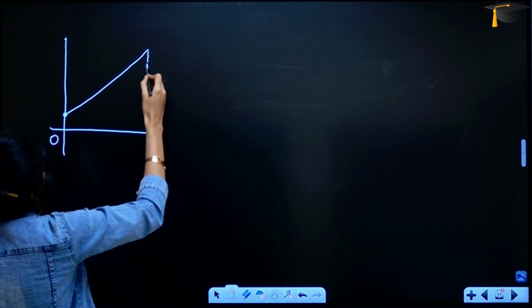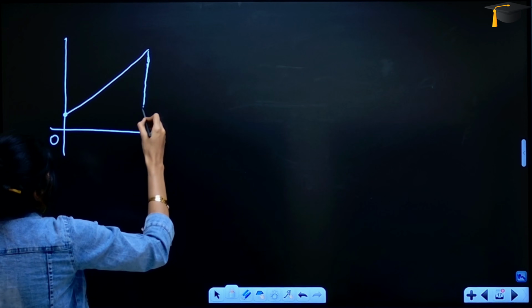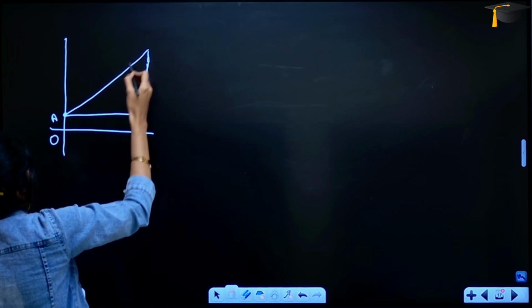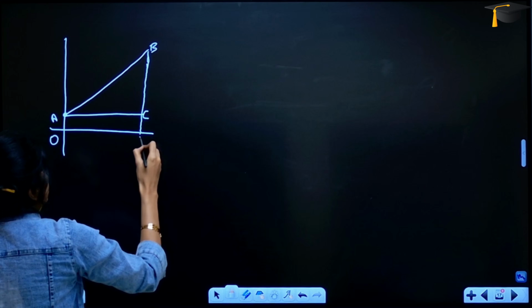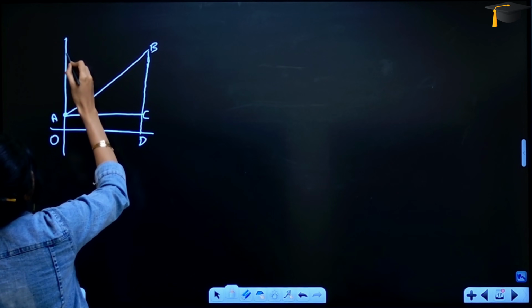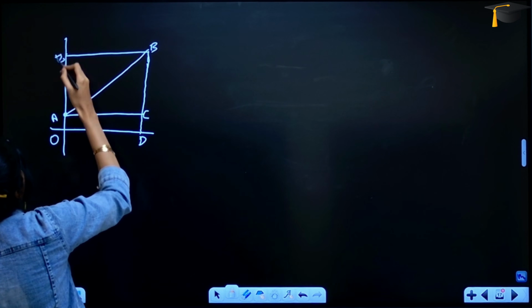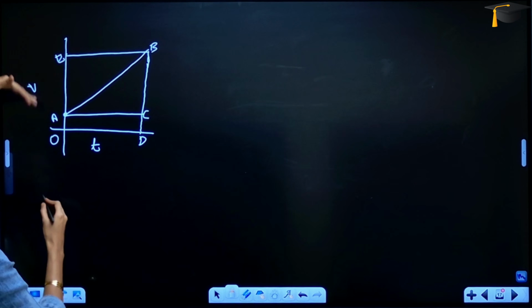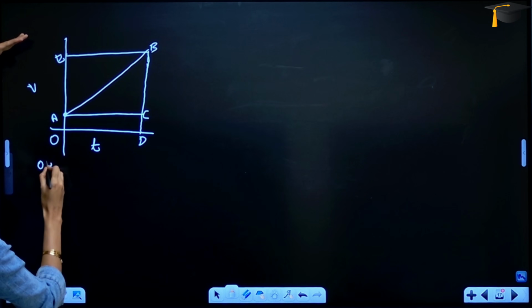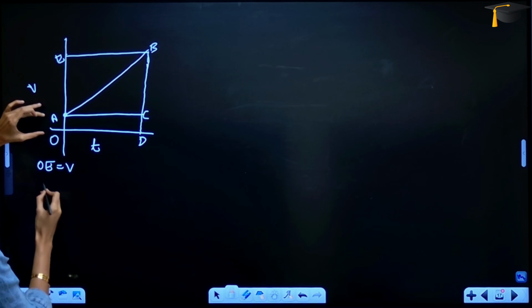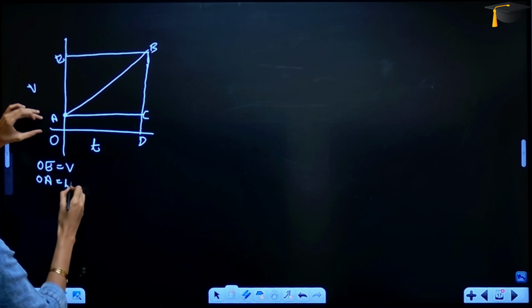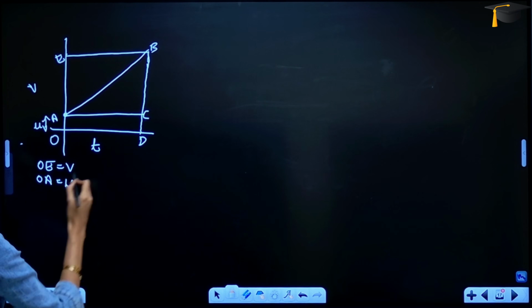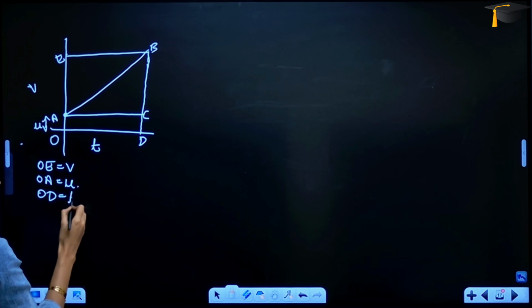Then you can draw one perpendicular line. I'll just draw one perpendicular line over here. Okay, join this. So I'll name this A, B, C, D, and I'll join this E as well. As this is a velocity time graph, OE will be taken as V and OA will be taken as U, where U stands for initial velocity. And then OD will be taken as time.